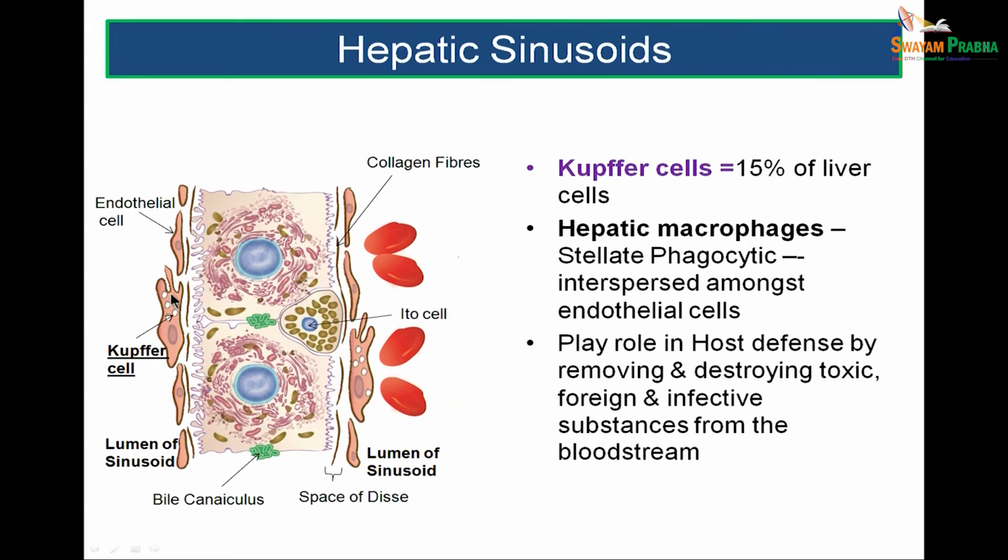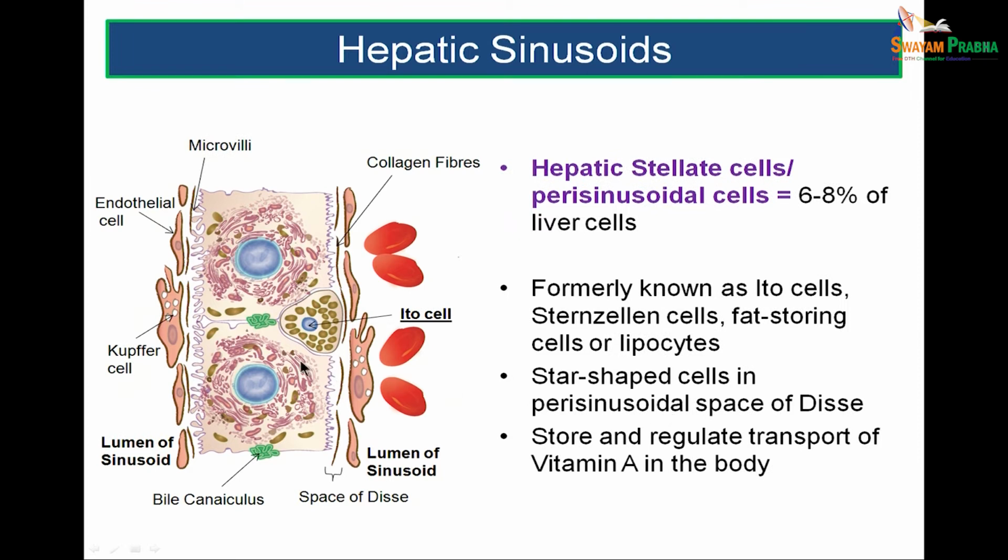So, the liver also has its own macrophage system of cells called the Kupffer cells. These are large stellate shaped cells with vesicles on their surface. You can see the vesicles here. This is the nucleus and they are much larger than the endothelial cells. They remove and destroy any toxic foreign infective material from the bloodstream.